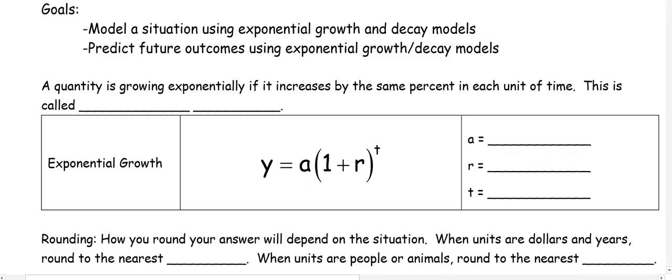This video is about exponential growth and decay. So we're going to model a situation using exponential growth and decay models and predict the future outcomes using exponential growth and decay models. A quantity is growing exponentially if it increases by the same percentage in each unit of time. This is called exponential growth.